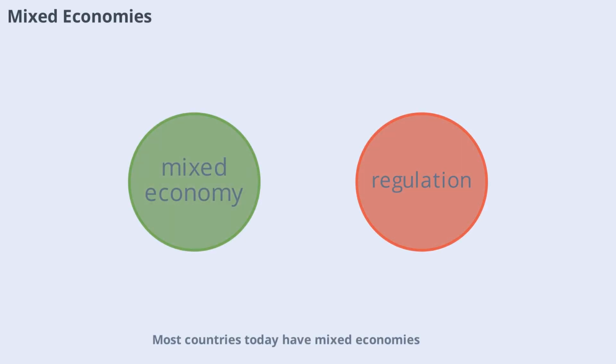Most countries today have mixed economies which combine elements of both market and command systems. Governments may regulate certain industries, provide public goods, or intervene to correct market failures, while still allowing markets to operate freely in other areas. This approach seeks to balance the efficiency of markets with the social goals of government intervention.